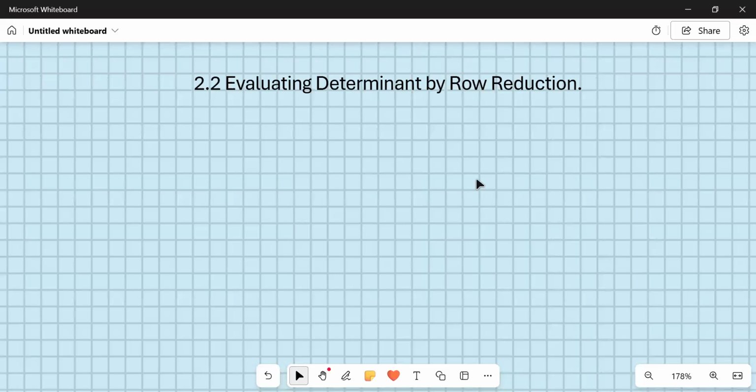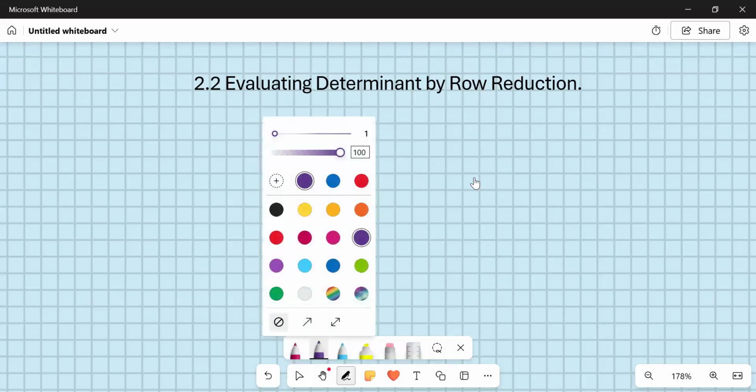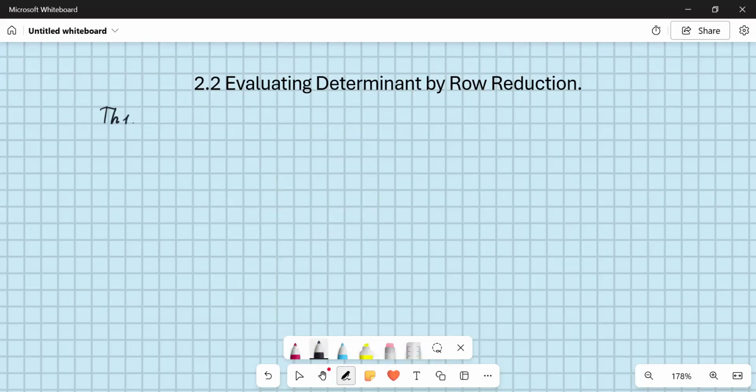We're going to start with theorem number 1, and that's going to be next one. Some of them we're going to prove, some of them are going to be obvious.